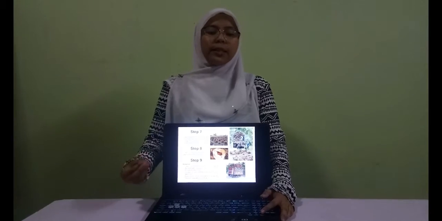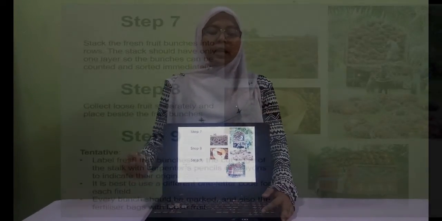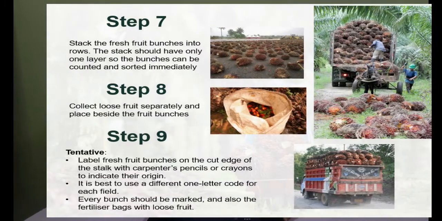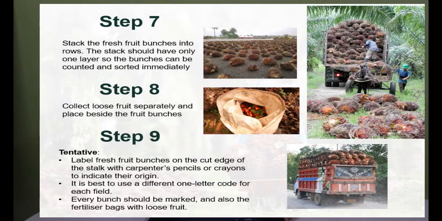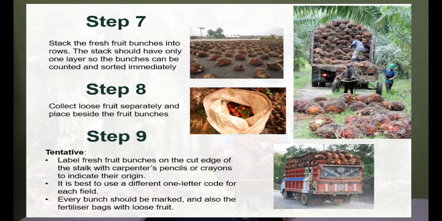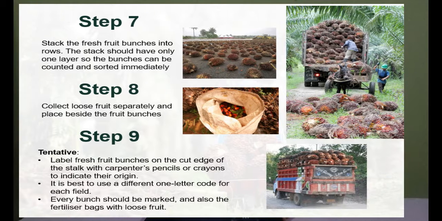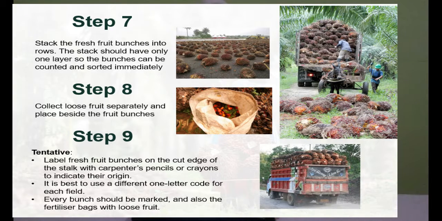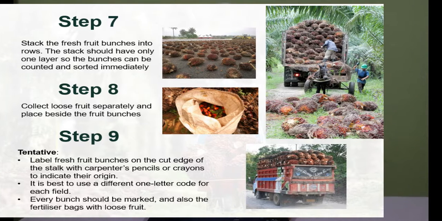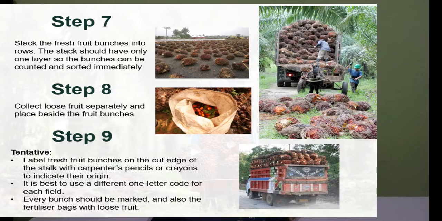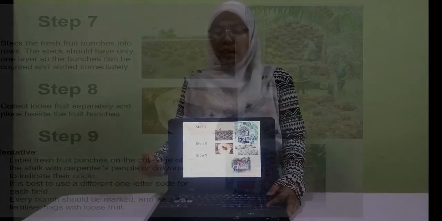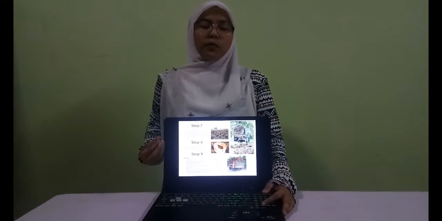Okay, step 7, stack fresh fruit branches into rows. The stalk should have only 1 layer so that the branches can be counted and sorted immediately. Step 8, collect loose fruit separately and place beside the fruit. As you can see, it's collected and put in the fertilizer bag. And step 9, label fresh fruit branches on the cut edge of the stalk with a carpenter's pencil or crayon to indicate their origin. It's best to use a different 1-letter code for each field. Every branch should be marked, and also the fertilizer bag with loose fruit.